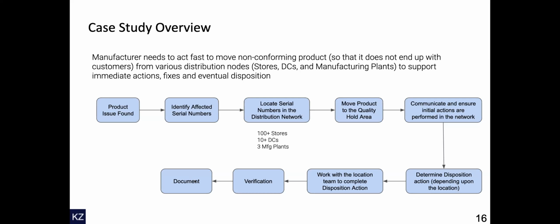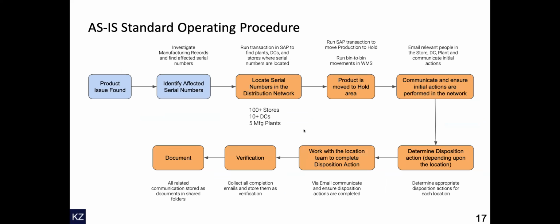So this is a lot of work for the people responsible for making sure that this happens properly. It is considered one of the hardest things to do. So if you look at all the ones that I've highlighted here, the same workflow, how it is done, right? When the product is found, the teams investigate, find manufacturing records, find out all the serial numbers. And they run a transaction in the DC, in SAP, to find out where the product that needs to be addressed is in the distribution network.